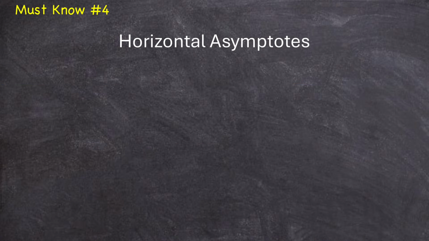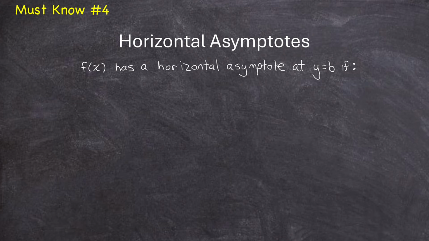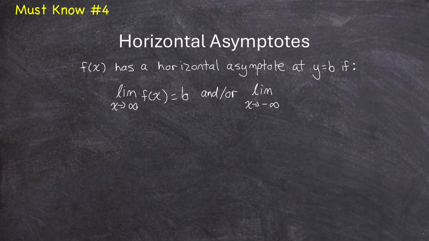Must know number 4, horizontal asymptotes. Not only can rational functions have vertical asymptotes, but they also sometimes have horizontal asymptotes. The rational function f of x has a horizontal asymptote at the line y equals b if the limit of f of x as x approaches infinity and/or negative infinity is equal to b. So basically at the extremes, if the y values of the function trend towards a specific finite value, there's a horizontal asymptote at y equals that finite value. Now let's look at 2 types of rational functions that have horizontal asymptotes, and I'll show you how to calculate where those horizontal asymptotes are.